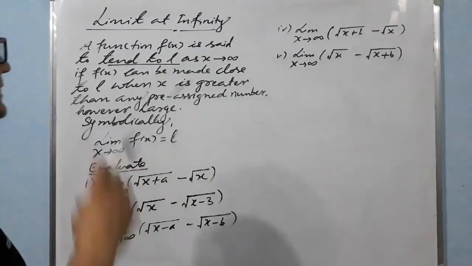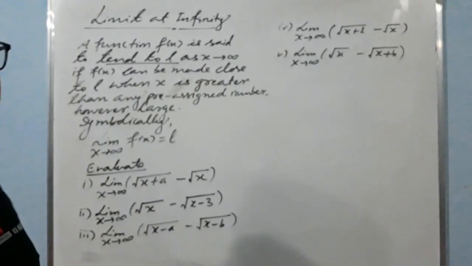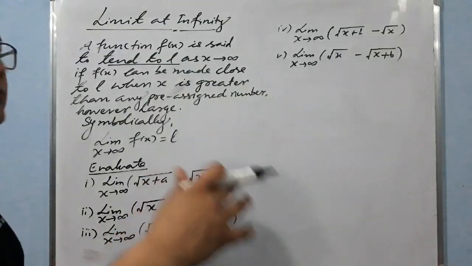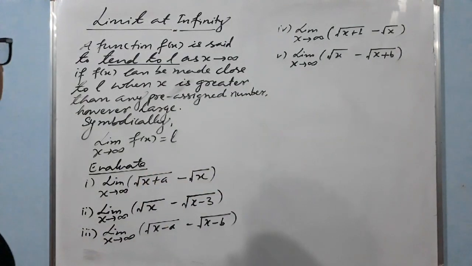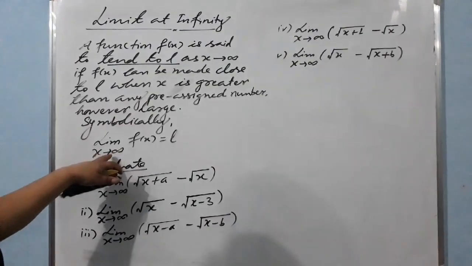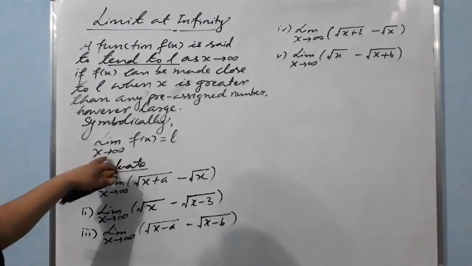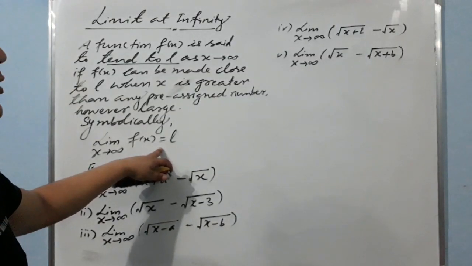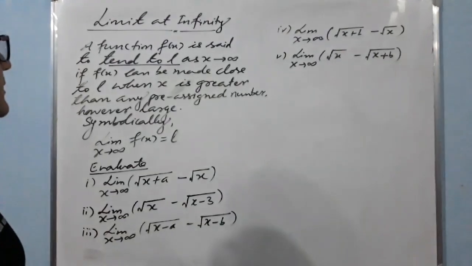Here also the same things are written. Only pre-assigned number, however large. It doesn't matter how large. If you assign 1 lakh, then x is more than that also. If you assign any pre-assigned number, x is greater than that. So here x tends to infinity, the limit of f of x as x tends to infinity is equal to your constant number L.